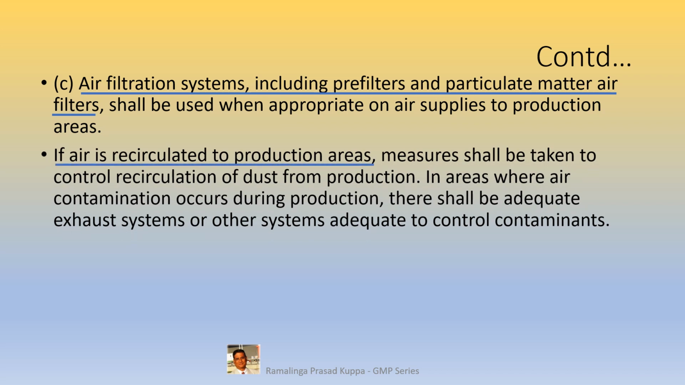If air is recirculated to production areas, measures shall be taken to control recirculation of dust from production. In areas where air contamination occurs during production, there shall be adequate exhaust systems or other systems adequate to control the contaminants. If the temperature is maintained low at around 25 degrees Celsius in the classified control rooms, there is a need for significant amount of energy spent to achieve this condition.